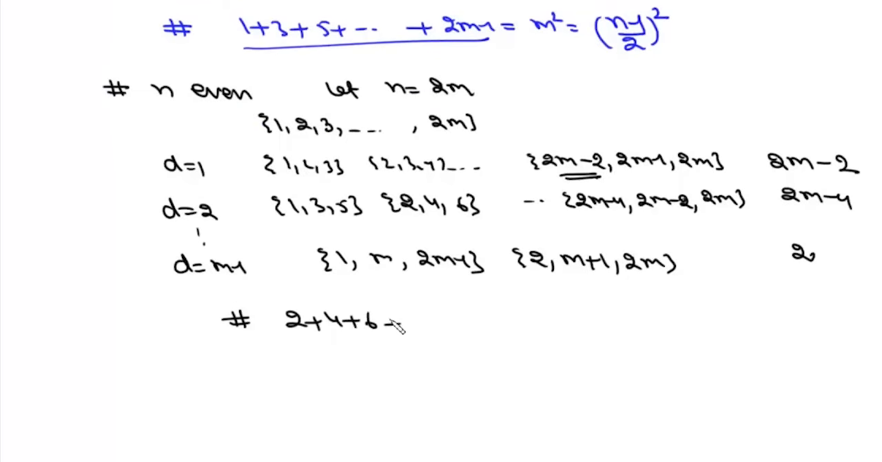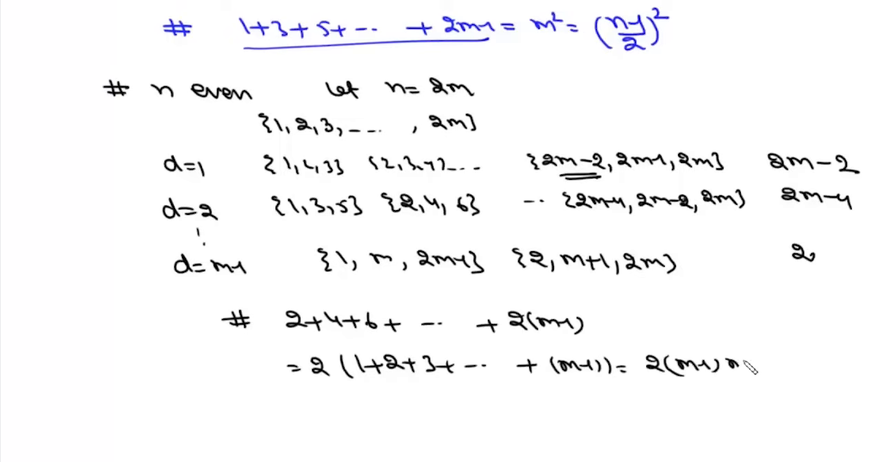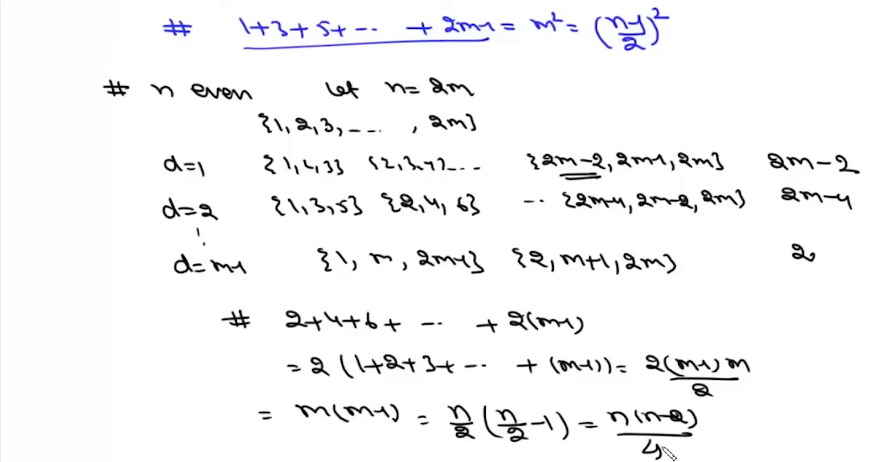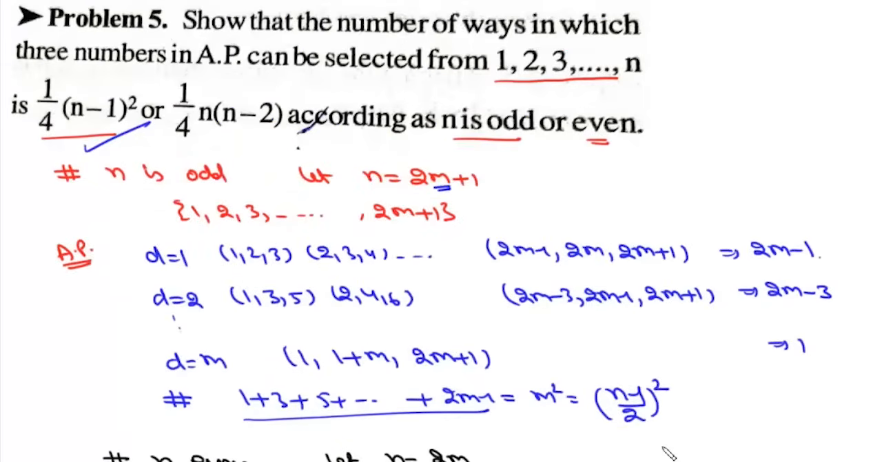So the total number of such APs will be 2 + 4 + 6 up to 2m - 2. So it will be 2(1 + 2 + 3 up to m - 1). So it will be m(m-1), which is m into m - 1. Now m is n/2, so it will be n/2 into n/2 - 1. So it will be n(n-2)/4. So if n is even, then it is n(n-2)/4, and if it is odd, it is (1/4)(n-1)^2.